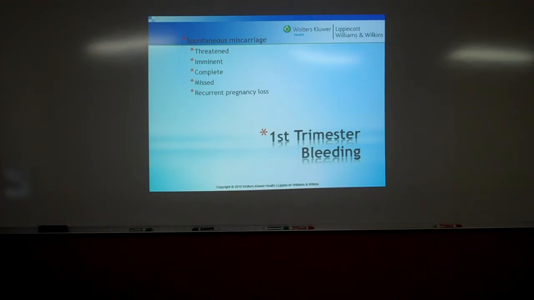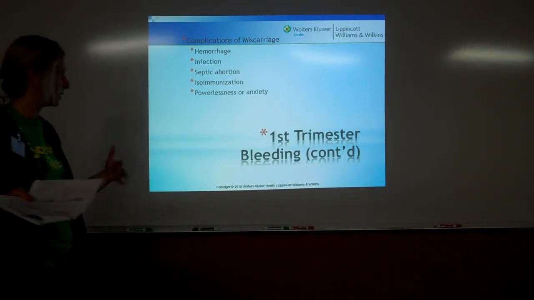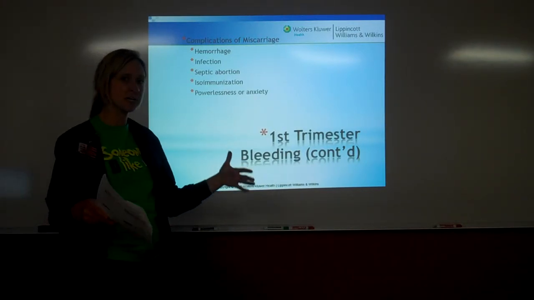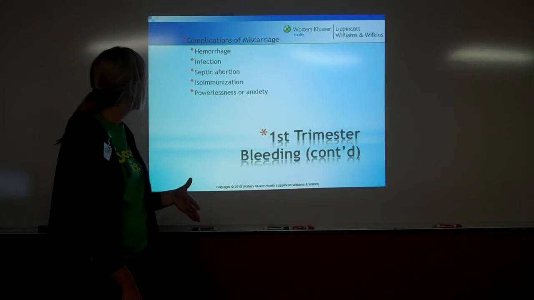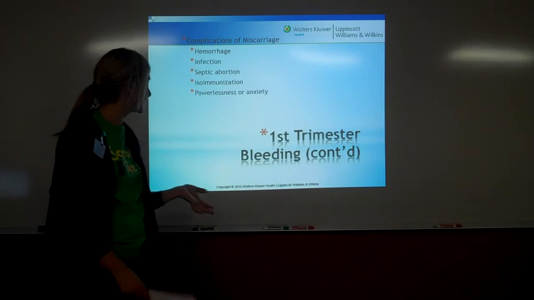This goes into your bleeding. So what do you see with your first trimester bleedings? These are your miscarriages or your ectopic pregnancies. So if a mom comes in her first trimester, which is 0 to about 12 to 13 weeks pregnant, then she's either miscarrying or you suspect an ectopic pregnancy.